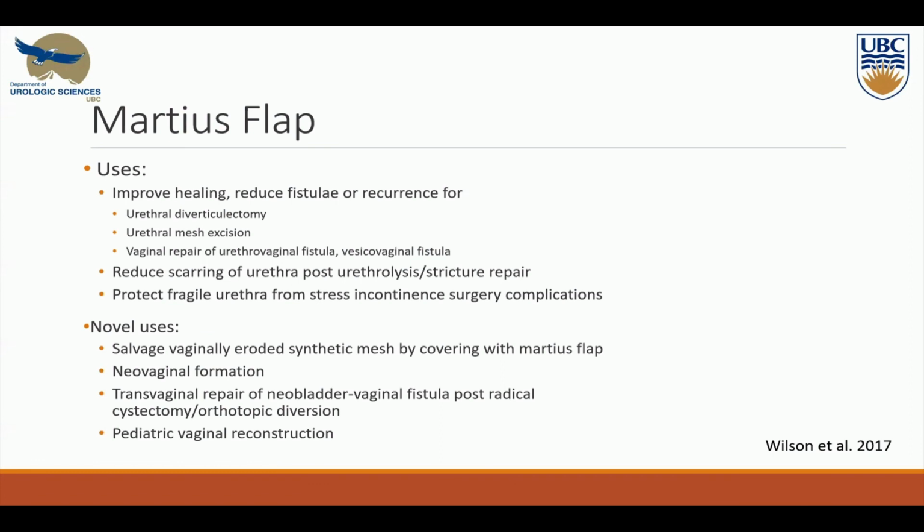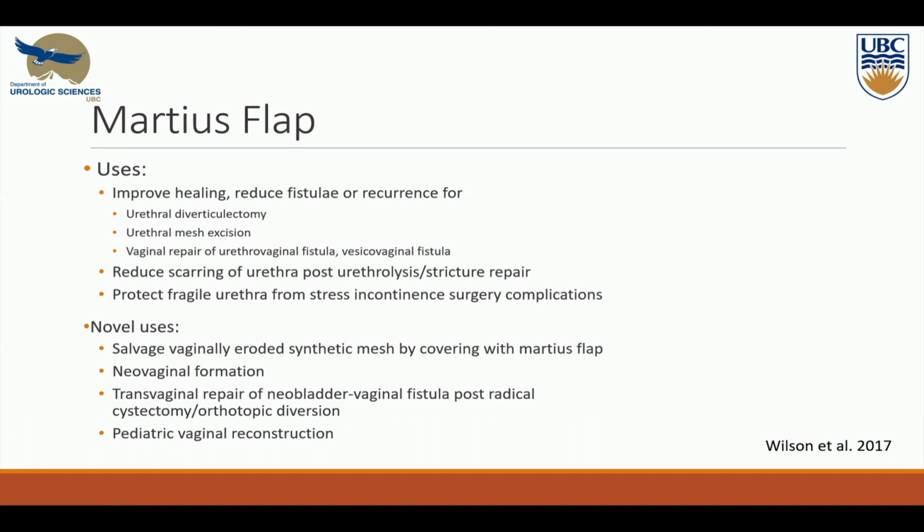So in terms of uses for the Martius flap, it does help to improve healing and reduce fistula or recurrence in patients that are undergoing diverticulectomy, or if they've had a urethral mesh excision, because a lot of times after you excise the mesh, the urethra appears quite atrophic. And of course, if you're doing a vaginal repair for urethrovaginal fistulas or vesicovaginal fistulas, you have extra tissue that you can use to buttress over the repair site. The Martius flap can also help reduce scarring of the urethra after urethrolysis or stricture repair. And of course, it can also protect the urethra from any type of stress incontinence surgery complications.